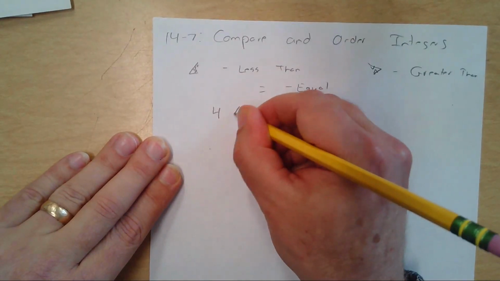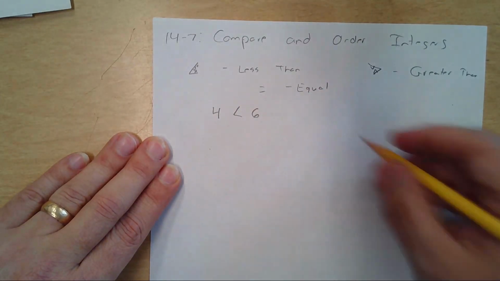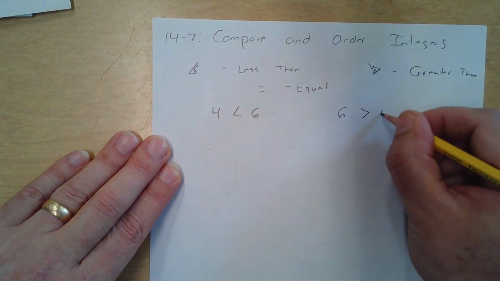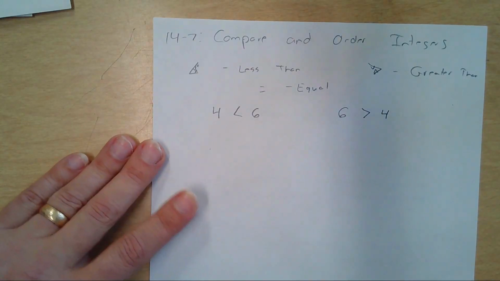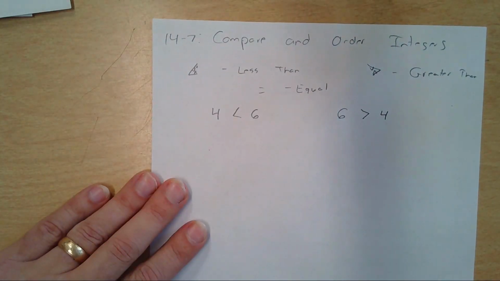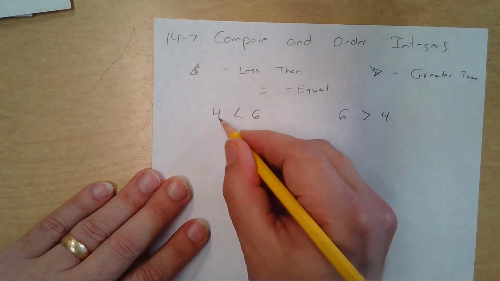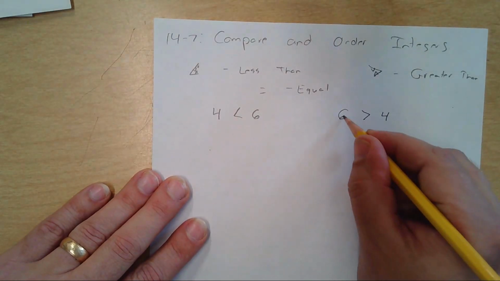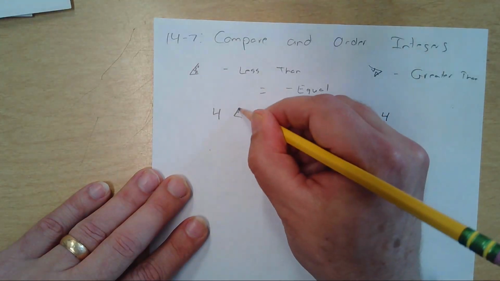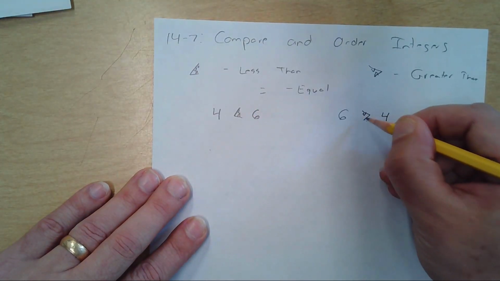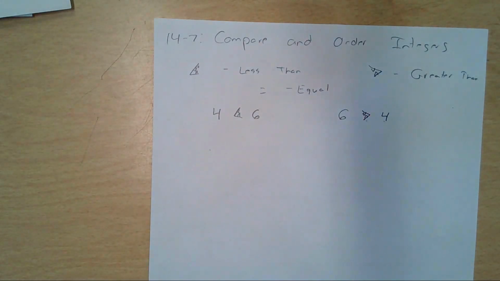4 is less than 6. 6 is greater than 4. So when you're picking or choosing here, it's just like reading a book. 4 is less than 6. 6 is greater than 4. Notice how my mouth, regardless of which way I put it, is eating the larger value. Right? So that's comparing. Ordering will involve 3 or more numbers.